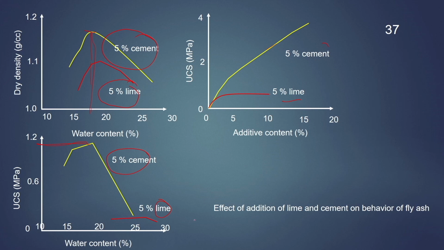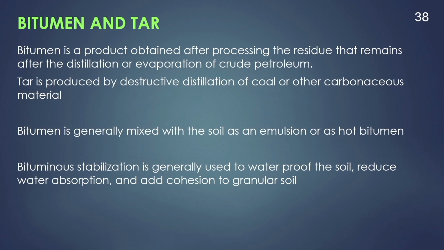So, these are the different effects due to the addition of lime and cement on the behavior of fly ash. The next comes bitumen and tar. Generally, bitumen and tar can also be used for the soil stabilization process. Bitumen is a product obtained after the processing of the residue that remains after the distillation or evaporation of crude petroleum, whereas tar is produced by the destructive distillation of coal or other carbonaceous material.